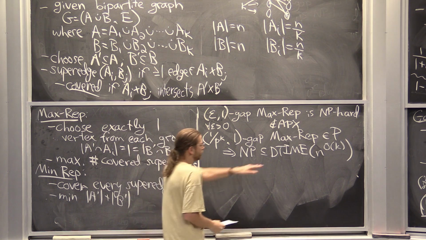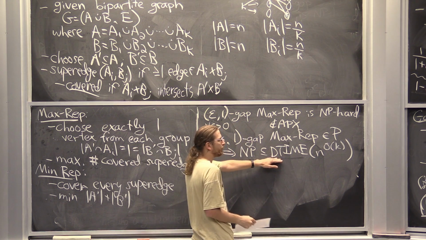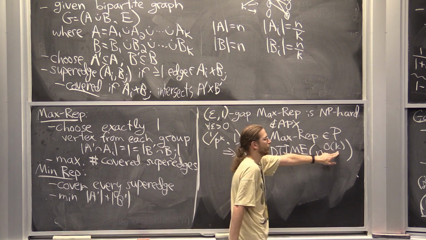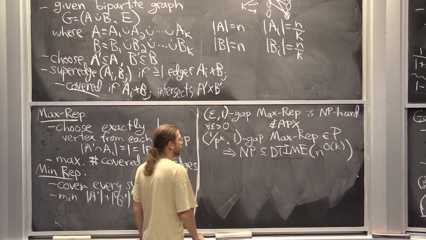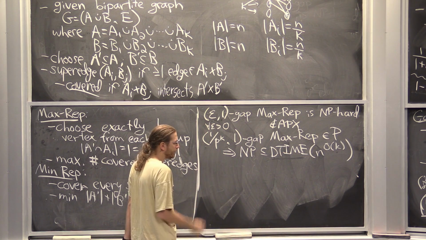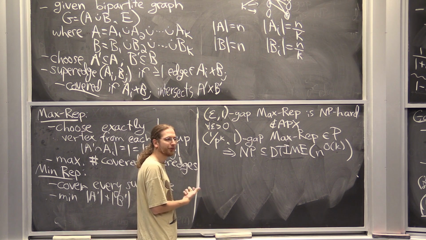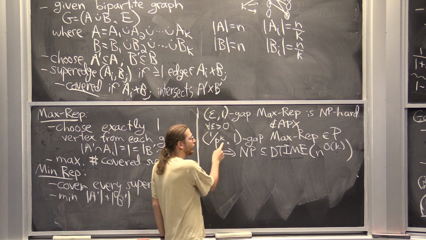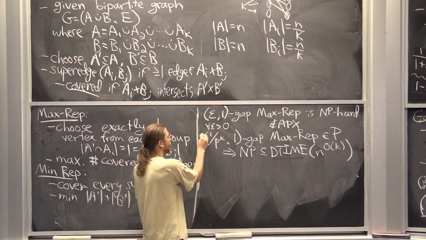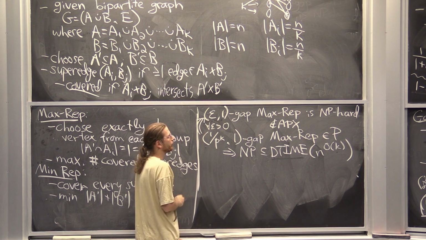Okay, so we haven't usually used this class. Usually we talk about P, which is the union of all these for constant k. But here, k doesn't have to be a constant. It could be some function of n. And in particular, if P does not equal NP, then k constant is not possible. So this result implies this result.